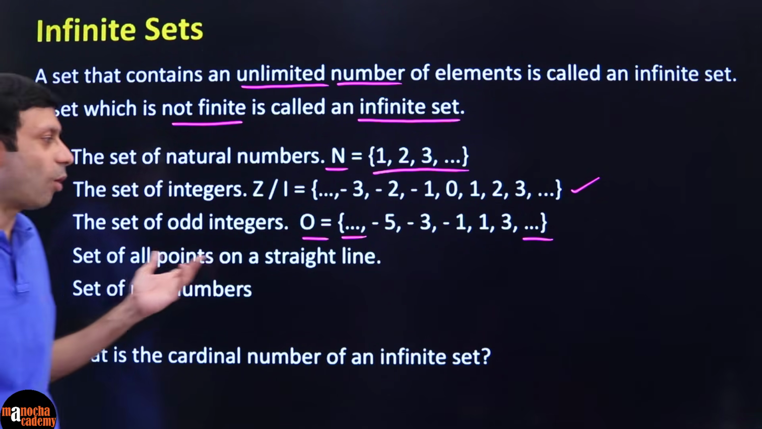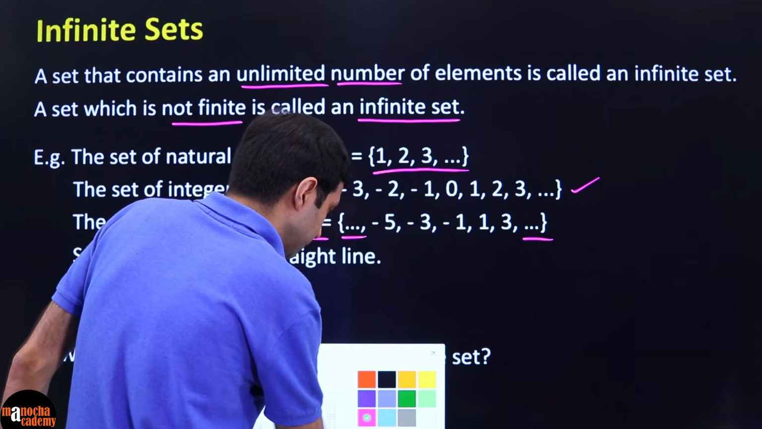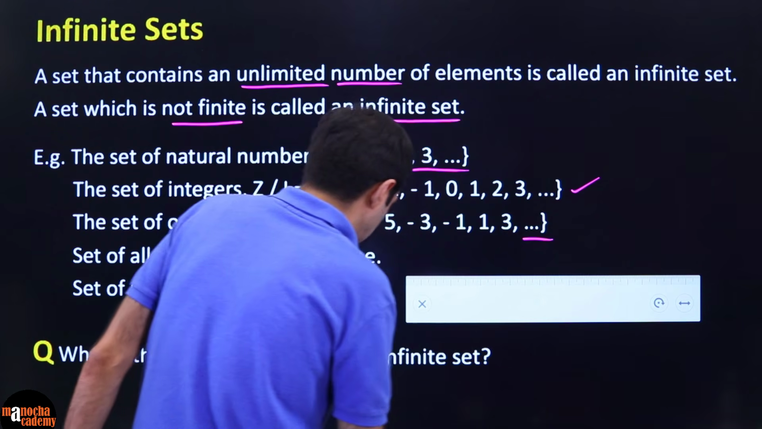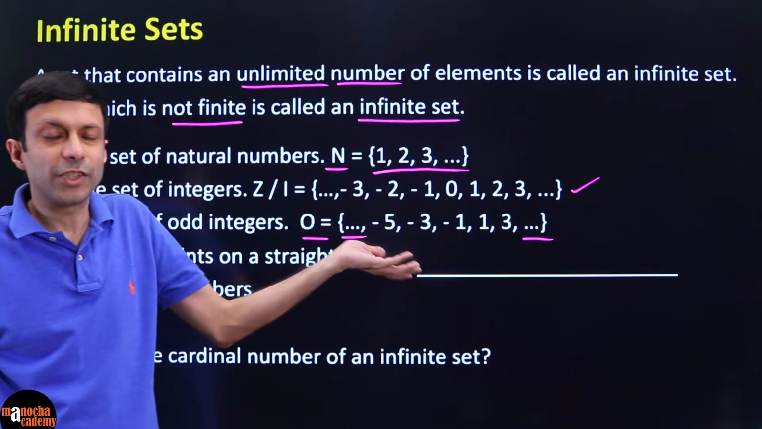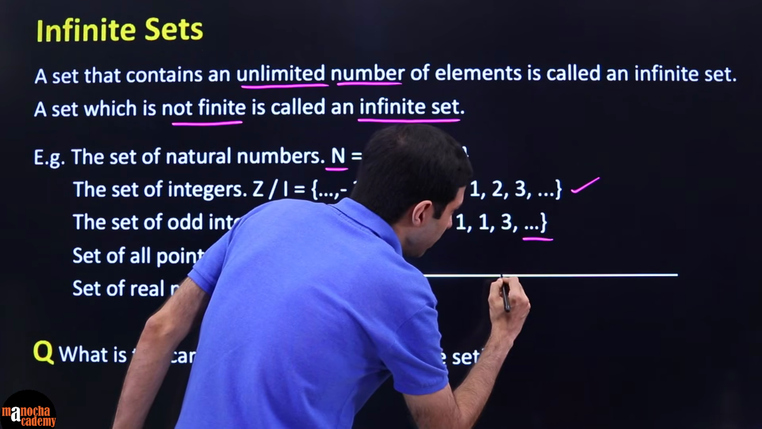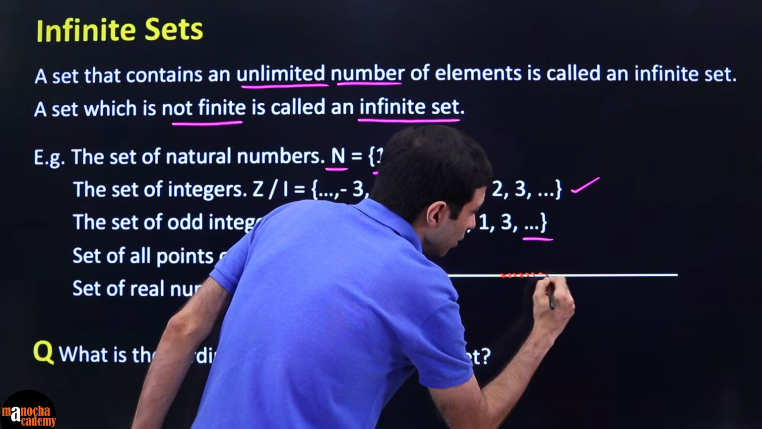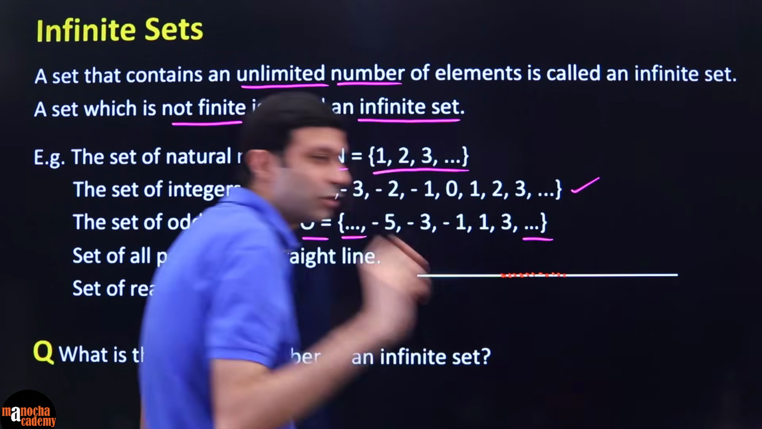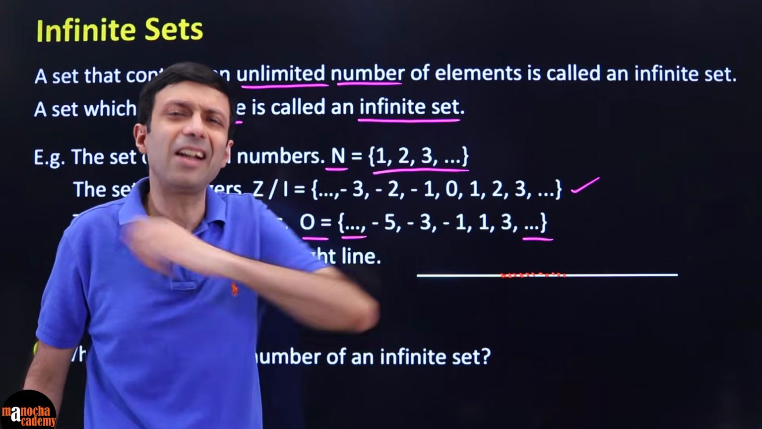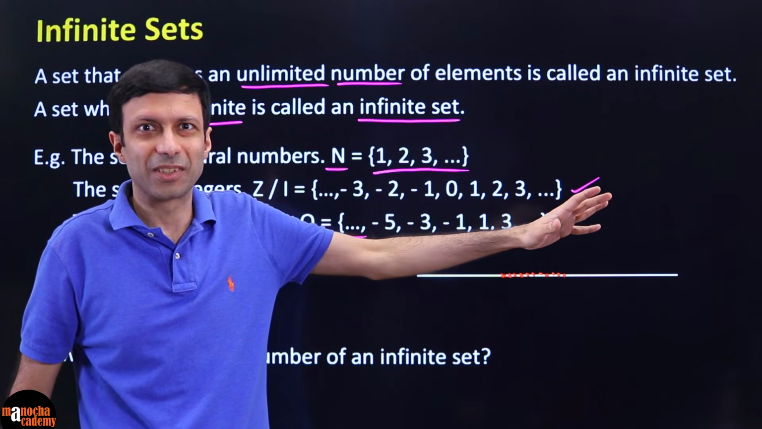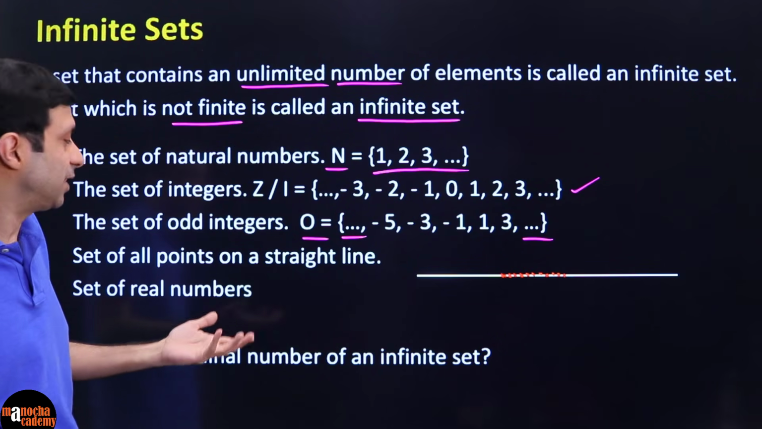What about set of all the points on a straight line? So if we draw a straight line like this, how many points are on this straight line? We can keep putting on so many dots because a dot doesn't have any dimension, right? It is so small. So on this straight line, we can say there is an endless number, infinite number of dots, points, right? So definitely, again, it is an infinite set.